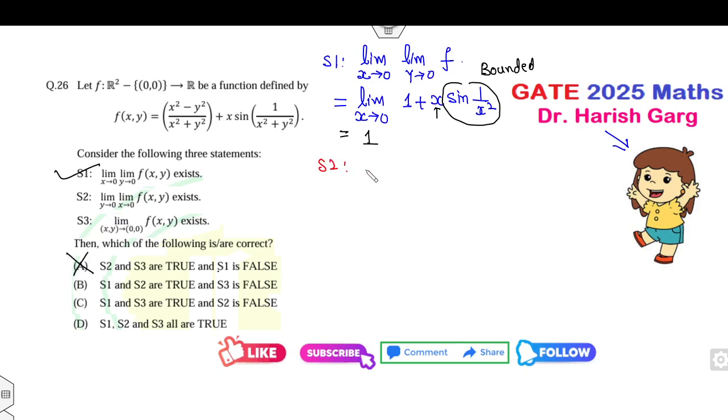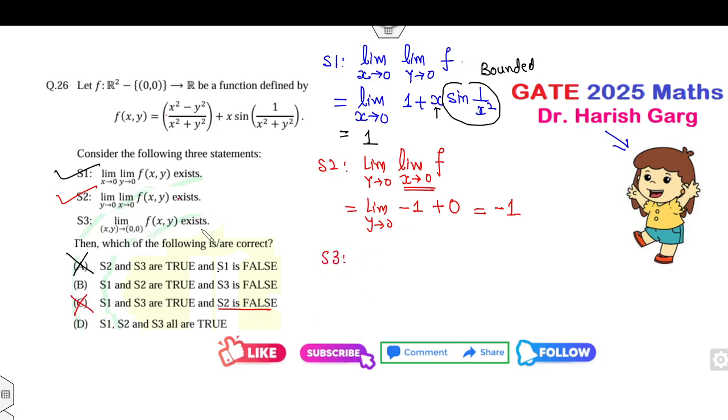Similarly, for the S2, you first take y approaches 0 and then take x approaches 0. Fine. Or you can first take x approaches 0, then the value of x approaches 0, this value will be -1 plus 0. The answer is -1. Yes, this limit also exists. So the C option is cancelled.